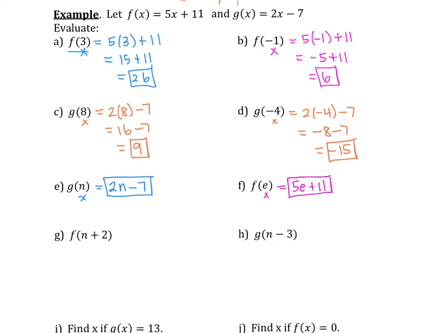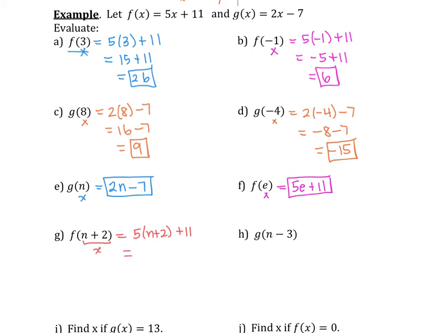Okay, next it says f of n plus 2. So where the x is, I'm going to replace it with n plus 2, and I'm going to use parentheses because the n plus 2 has to stay together. For f of x equals 5x plus 11, where the x is, I'm going to plug in n plus 2. So 5 times (n plus 2) plus 11.